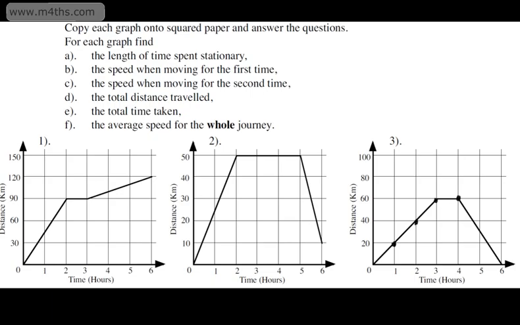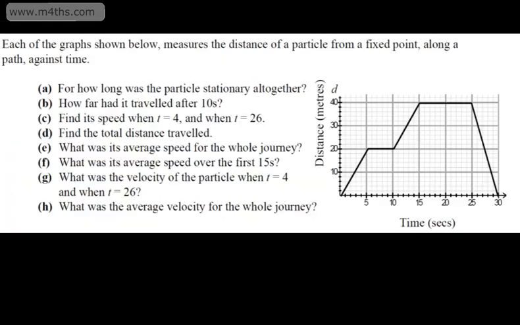Okay, let's move on, and we're going to look at a slightly more challenging question. Each of the graphs shown below measures the distance of a particle from a fixed point along a path against time. So this is just one of the questions. So we've got distance in metres and time in seconds. So anything we're looking at in terms of speed will be metres per second instead of kilometres an hour.